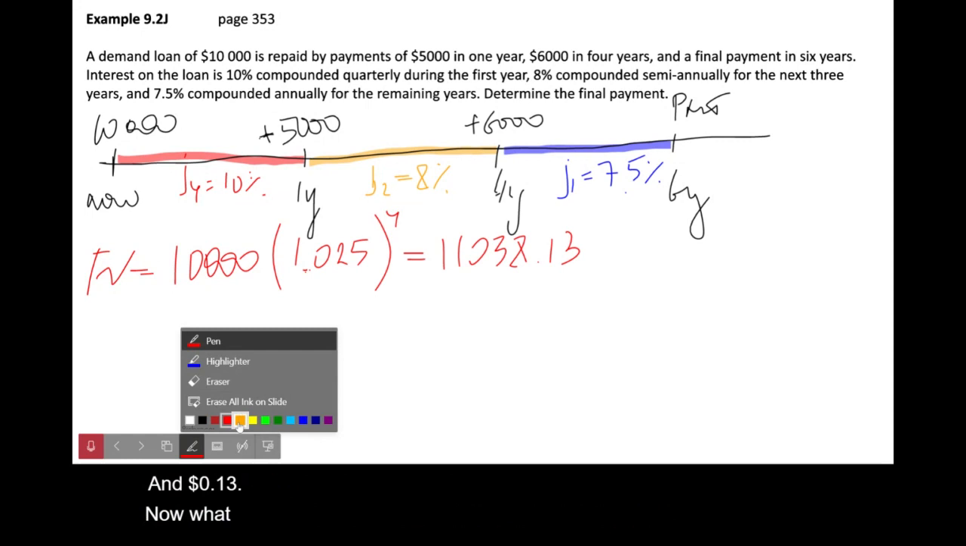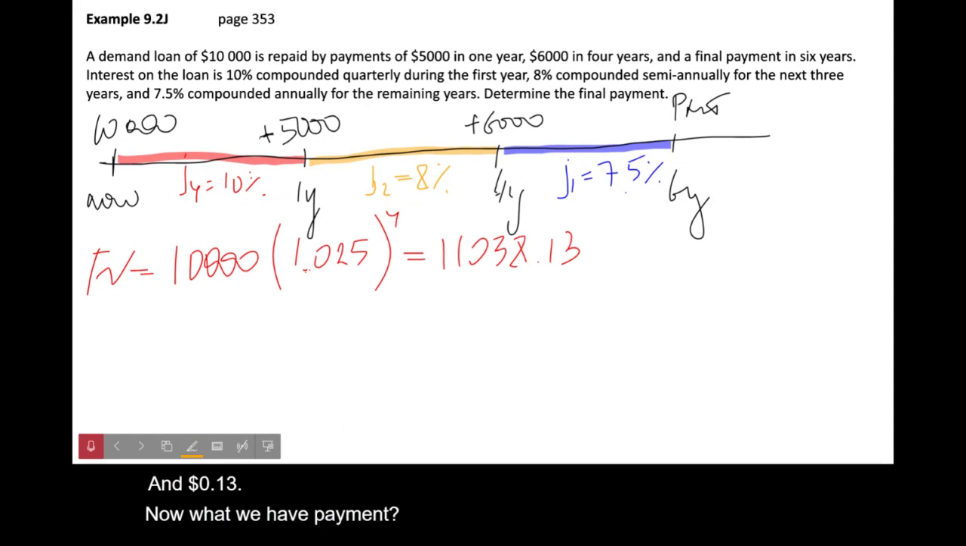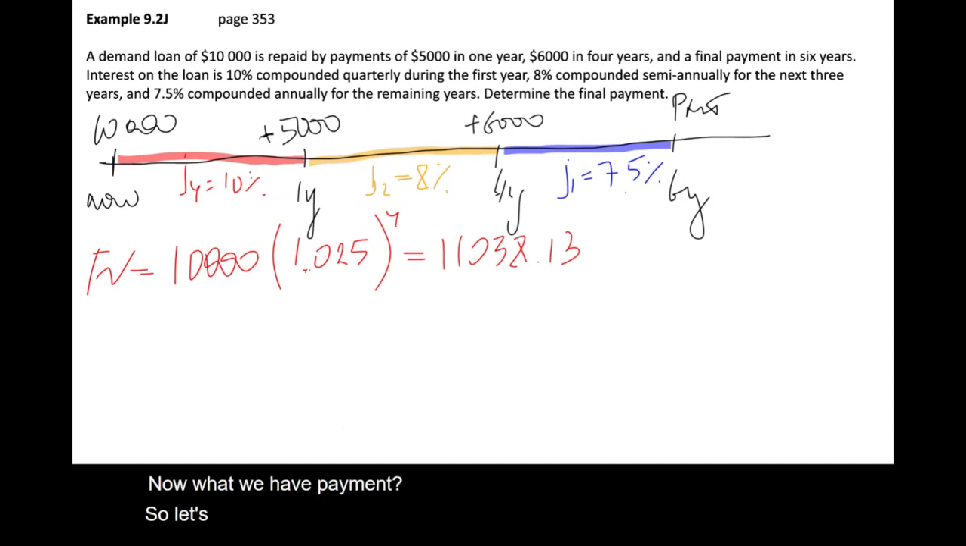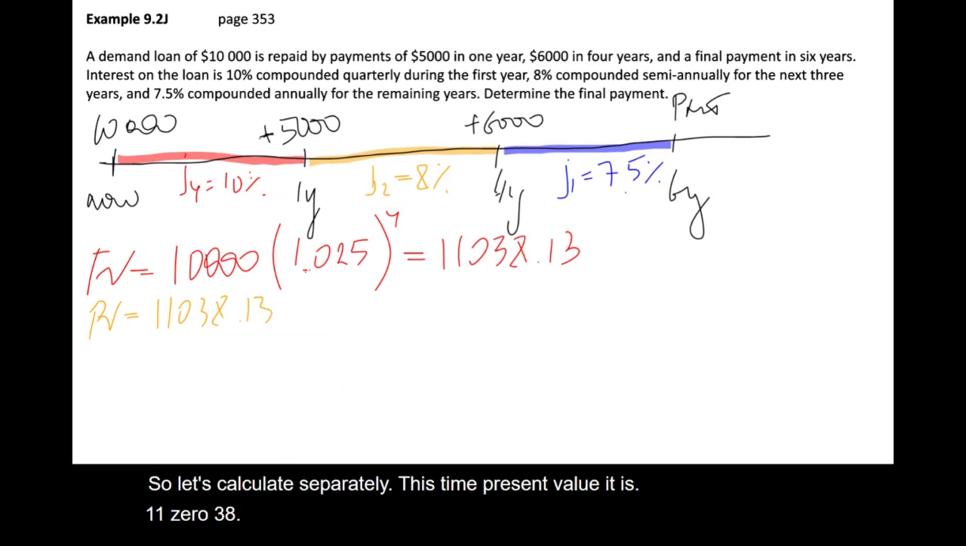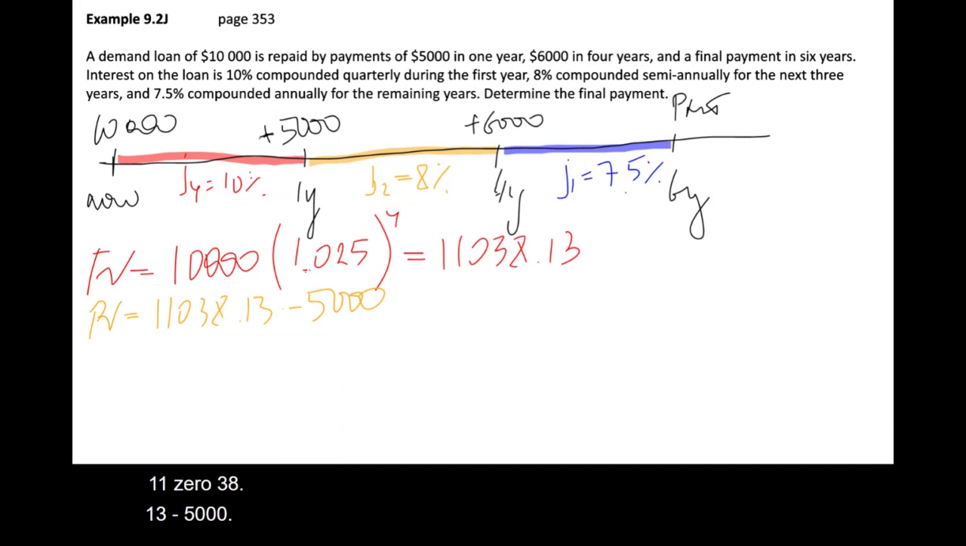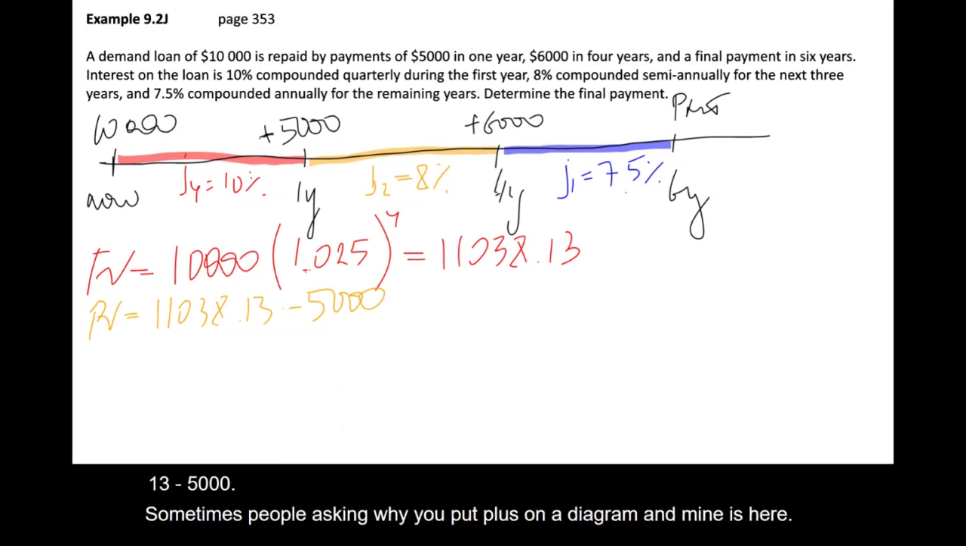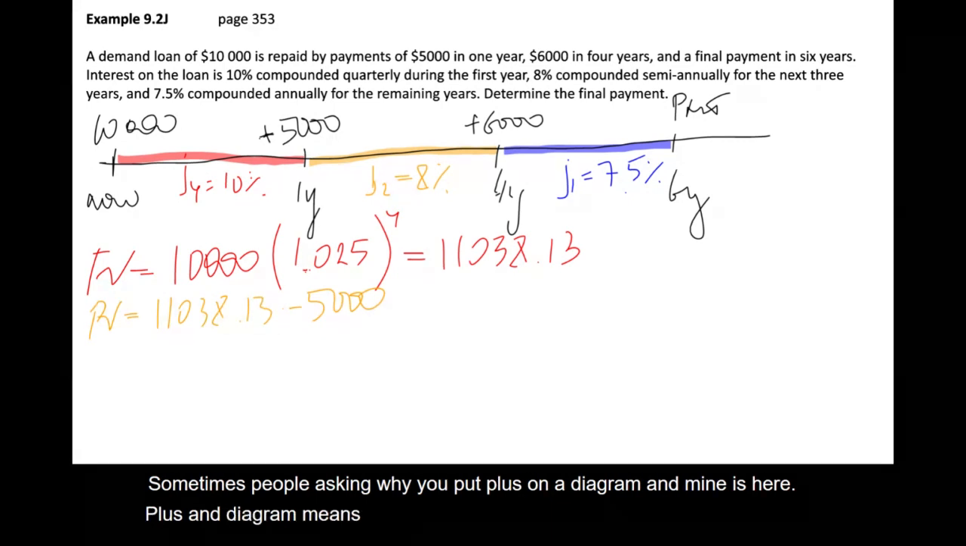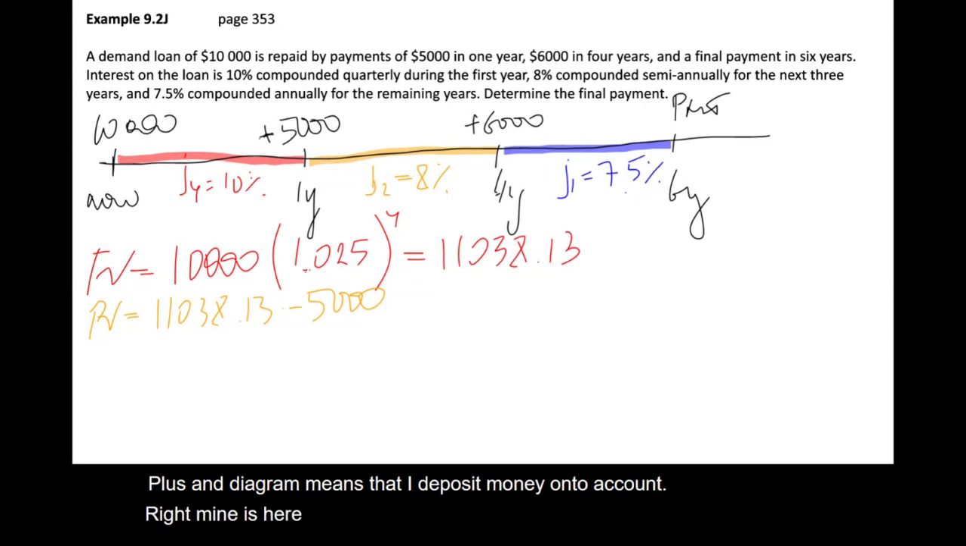Now what? We have a payment. So let's calculate separately this time. Present value is 11,038.13 minus 5,000. Sometimes people ask why you put plus on the diagram and minus here. Plus on the diagram means that I deposit money onto the account, right? Minus here means that I am actually paying the loan by making that deposit. Make sense, guys?